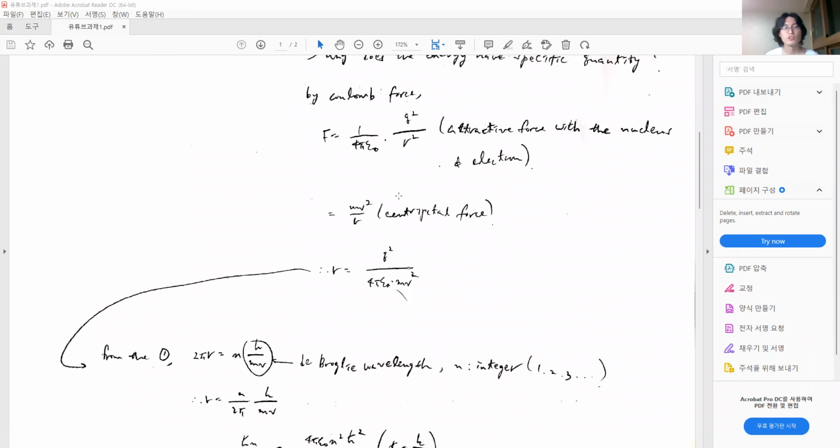From this equation, we can reorganize the equation for the radius r, which equals q square over 4 pi epsilon 0 multiplied by mv square.